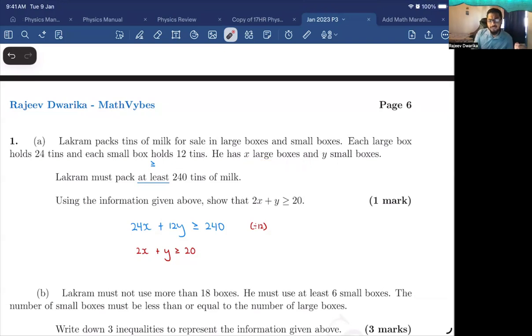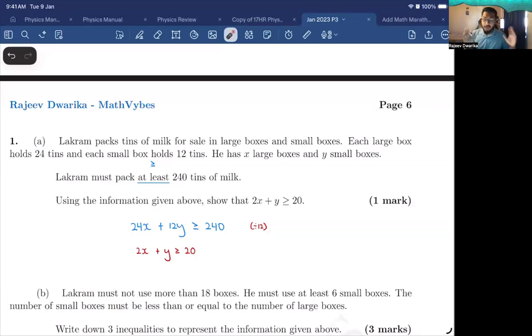If you had, say, two large boxes, you would multiply 24 by 2 to figure out how much milk it's holding altogether. If I had three large boxes, how would I figure out how much milk I have altogether? By multiplying. Exactly. So if I have x large boxes, it's the same concept: 24 by x, 24x. You okay with that, right? Yeah. And altogether, I need to pack at least 240 tins.